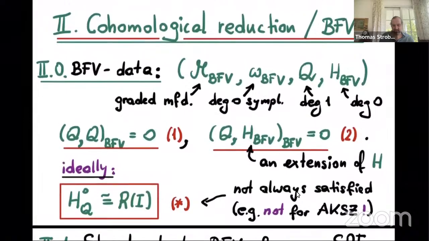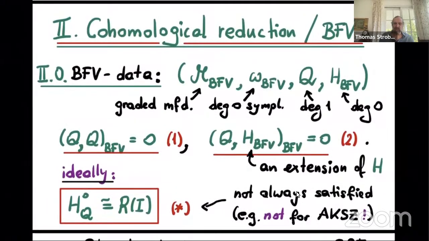Okay, so in the BFV setting, let me recall very briefly, as a step zero, what the standard data of BFV formulations are. This is a graded manifold together with a degree zero symplectic form, a degree one and a degree zero function, which satisfy these conditions one and two. So these are like the master equations.